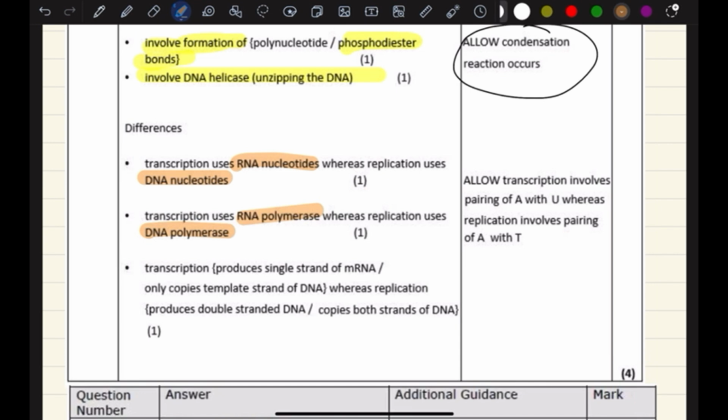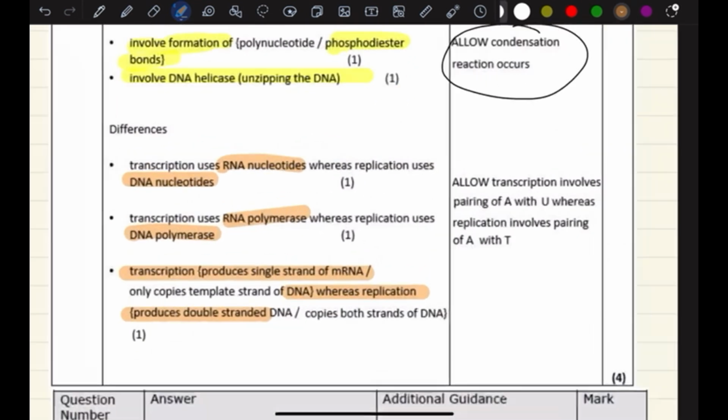And then we can say, honestly, this point about transcription produces a single strand of mRNA. Fine. DNA replication, double stranded. So DNA replication, double stranded. I would go single strand, double strand. Very easy to do. Yeah.